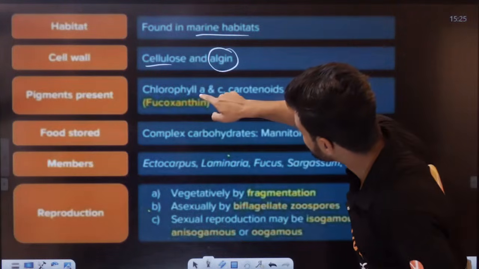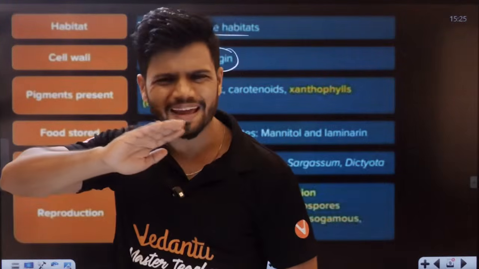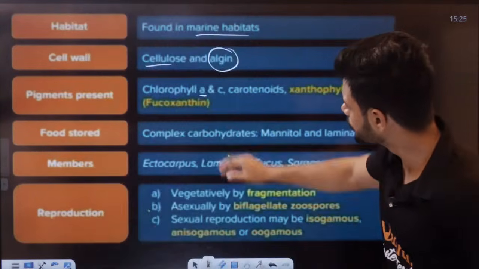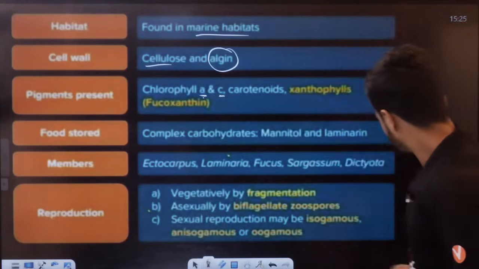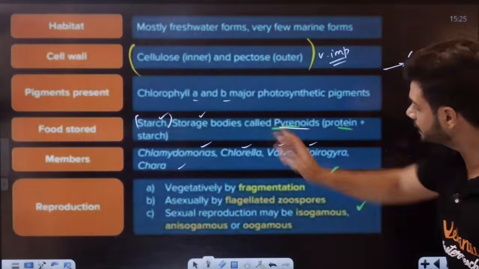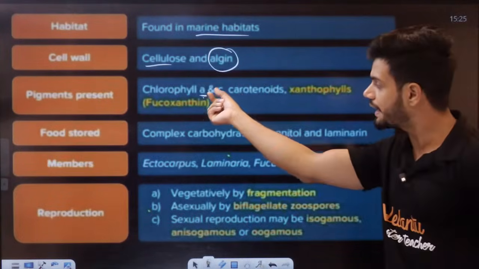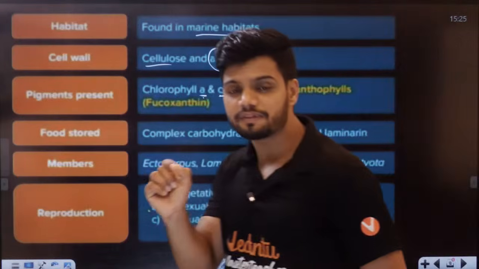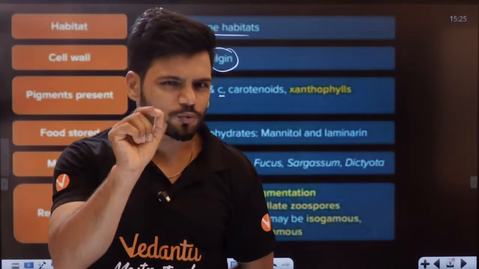See, chlorophyll A is common. I told you, chlorophyll A is common in everything. Now here chlorophyll A, then chlorophyll C is found. Here we had chlorophyll B, chlorophyll C we have here. Now apart from chlorophyll A and chlorophyll C, here we have something called fucoxanthin. Now this fucoxanthin is very important.